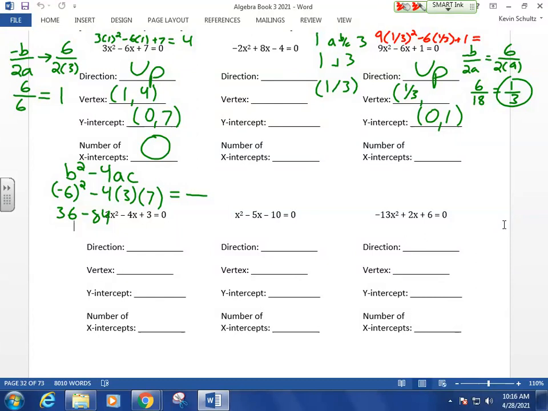Do we have a second on that? Okay, 0. If you don't get 0, take a look at why. Are you inputting things correctly? Anybody having any issues that you want to talk about? Okay. Now, the last part, the new part, the number of x-intercepts.